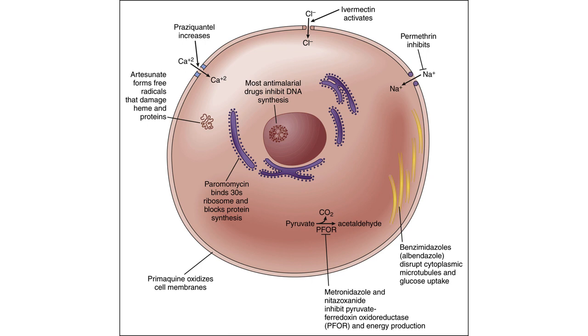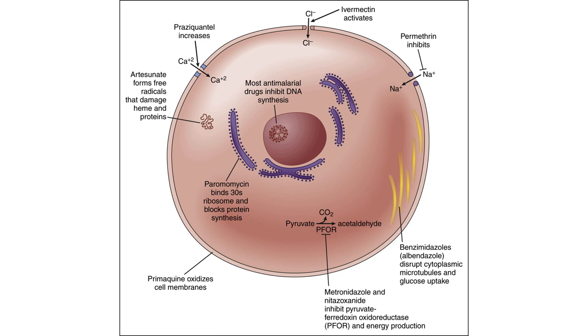Artesunate is an agent that we use for malaria. Praziquantel is an agent that we use for the multicellular protozoans like worms, the flatworms particularly. Ivermectin is an agent that we use for the blood protozoans.